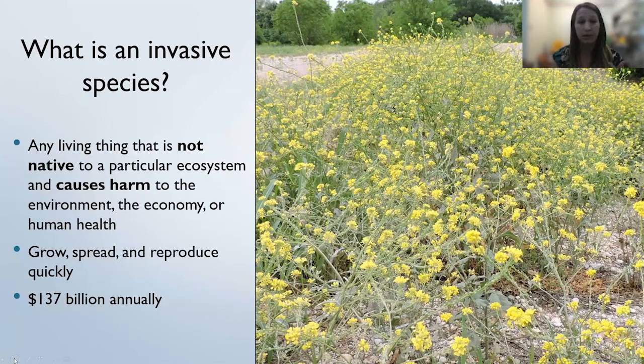So starting with the basics, an invasive species is any living thing that is not native to that particular area, and it also causes harm to either the environment, the economy, or human health. So there's lots of ways that invasive species can cause problems, and they're also difficult to control because they typically grow, spread, and reproduce very quickly, and they can overtake native species that live in that area. And they cause a lot of damage, and they're a very costly problem to have. They do an estimated $137 billion in damage in the United States every year.